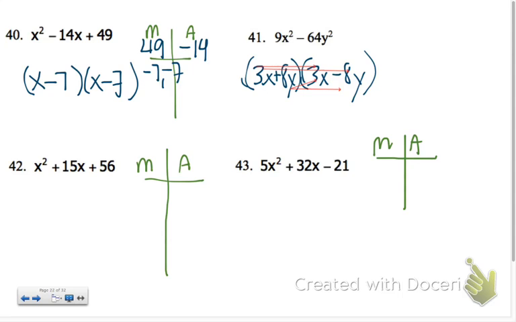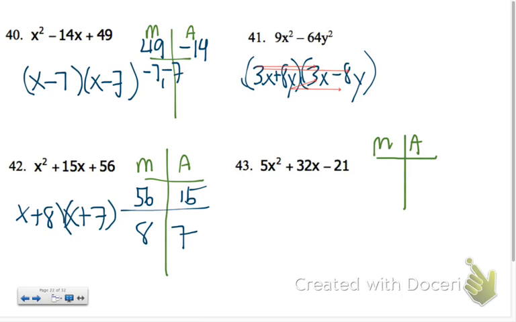Now, we've got a similar deal with this one here. Just a 1 in front. I've got to multiply to 56 and add to 15. So that's going to be 8 and 7. Sorry, that's so messy. So that's going to be x plus 8, x plus 7. If I were to multiply that back out, it would give me back this.